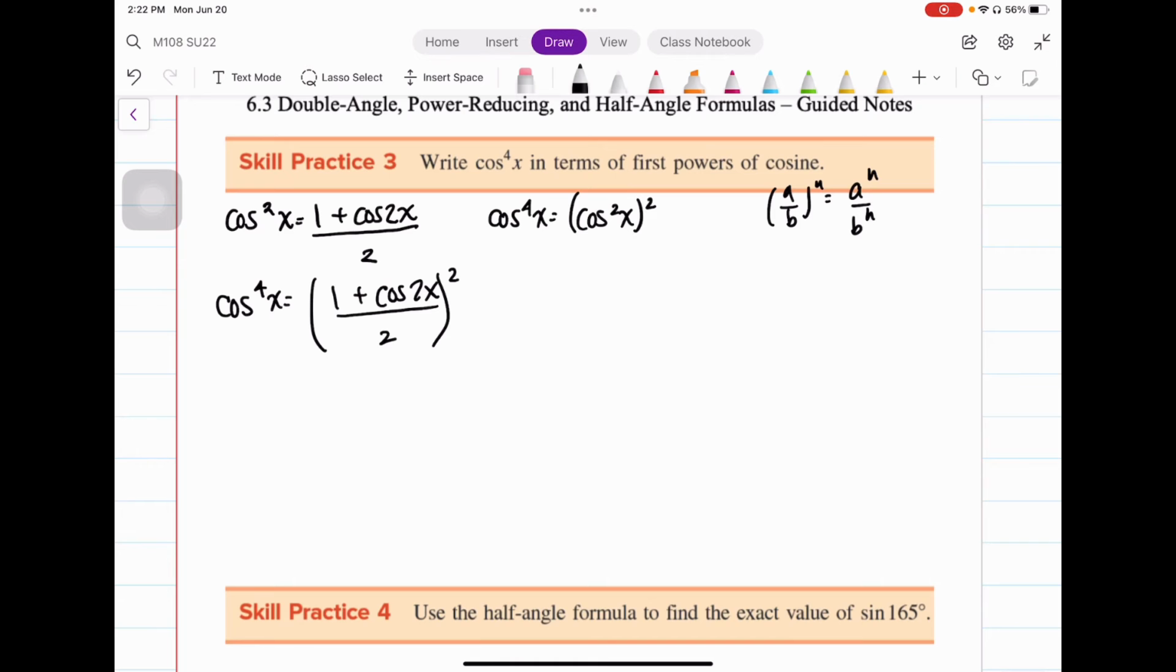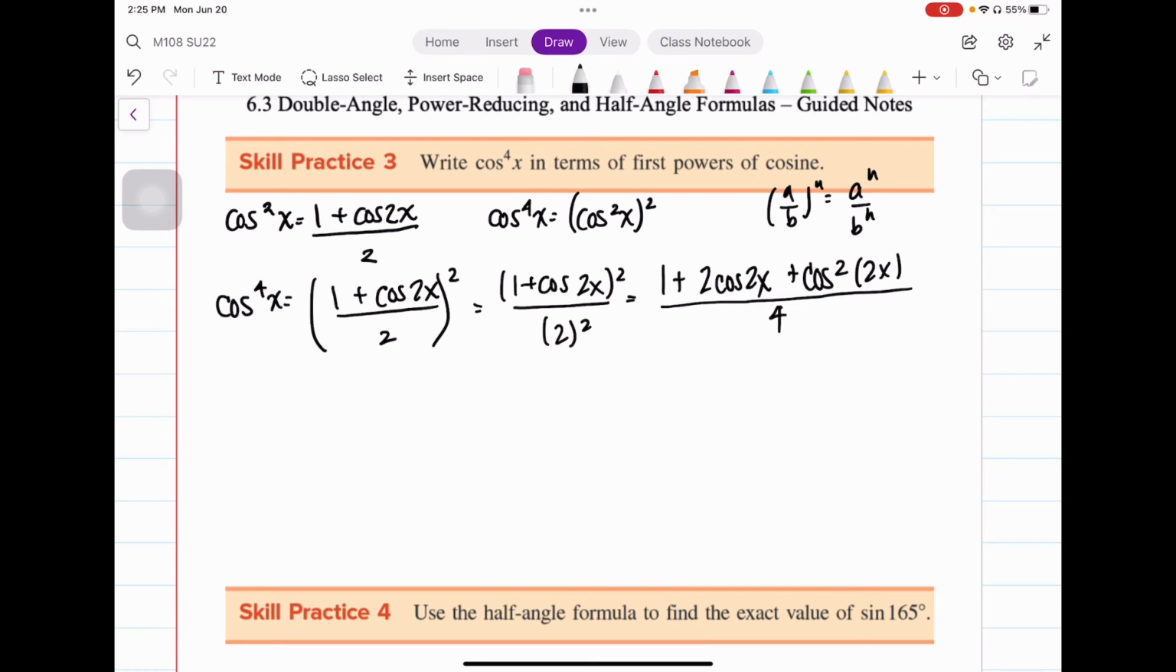And then I'm going to expand the numerator and the denominator. Remember that if you had a over b to the n, that's the same thing as a to the n over b to the n. This is the same thing as 1 plus cosine of 2x squared all over 2 squared. This is 1 plus 2 cosine 2x plus cosine squared 2x all over 4. But I want to do cosine squared of 2x.